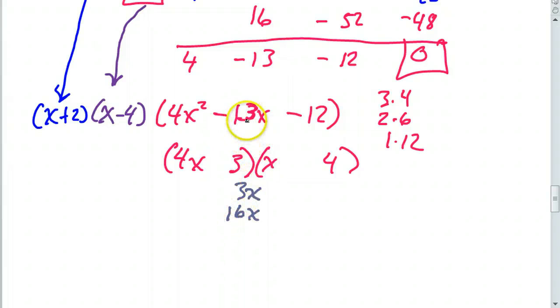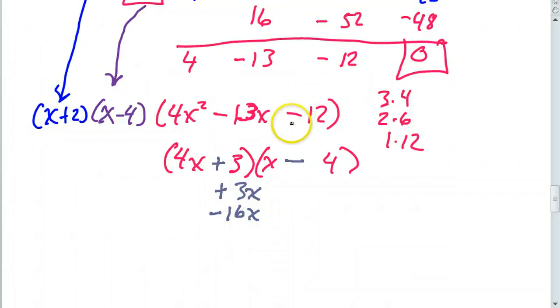Is there any way I could get negative 13 out of these two? Yeah. What would the signs need to be? Somebody said plus minus. If I have a positive 3x and a negative 16x, that will give me a negative 13x. So this is looking pretty good. So positive 3 here, negative 4 there to give me the negative 16.